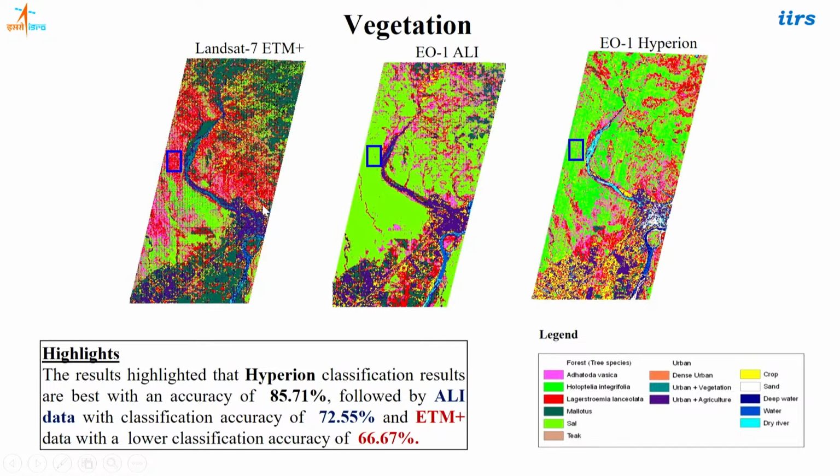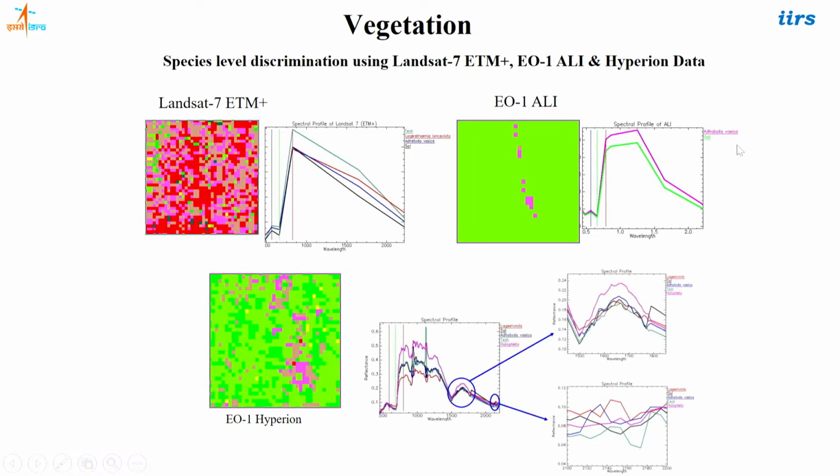So here you can see for vegetation species mapping, when we compared ETM plus, ALI and Hyperion data with 6 bands, 9 bands, and around 150 bands, the accuracy was 85.71% in the case of Hyperion. And species level classification was possible and better compared to these multispectral data sets. So how is it possible? You can see through these images.